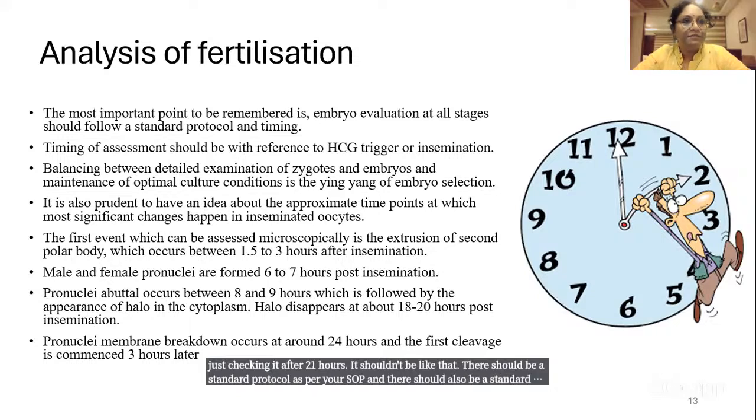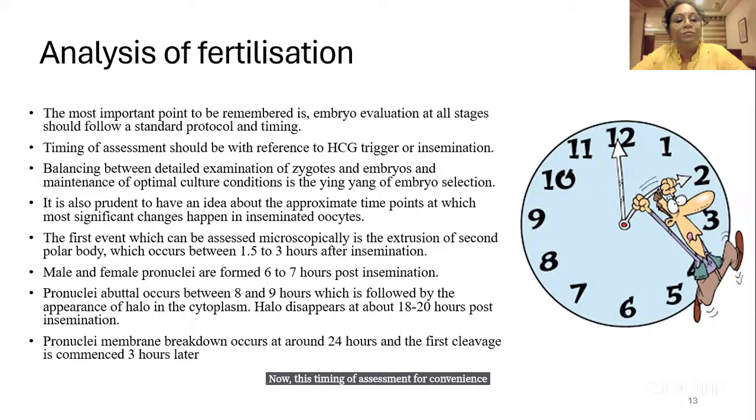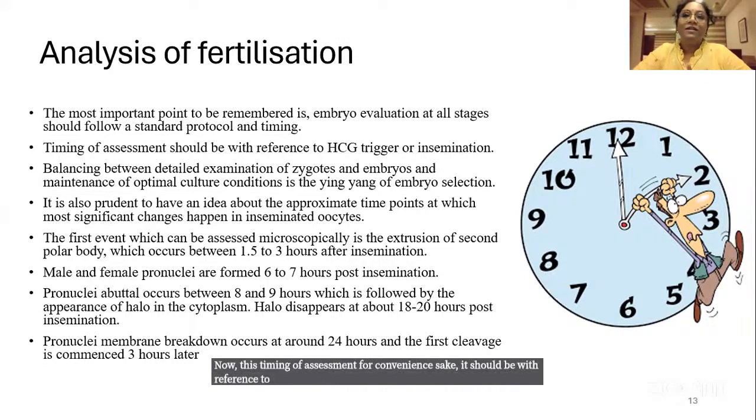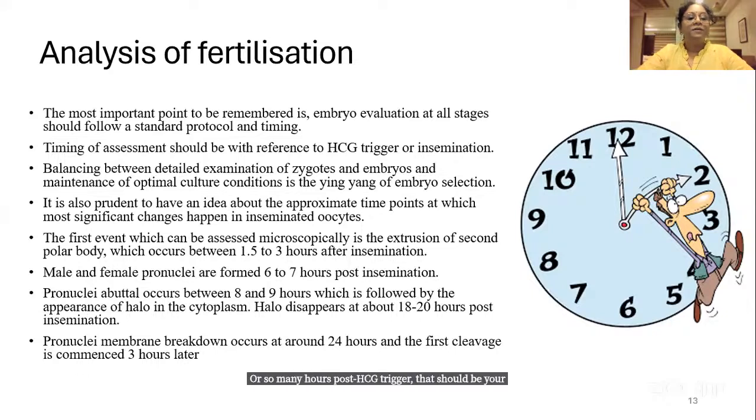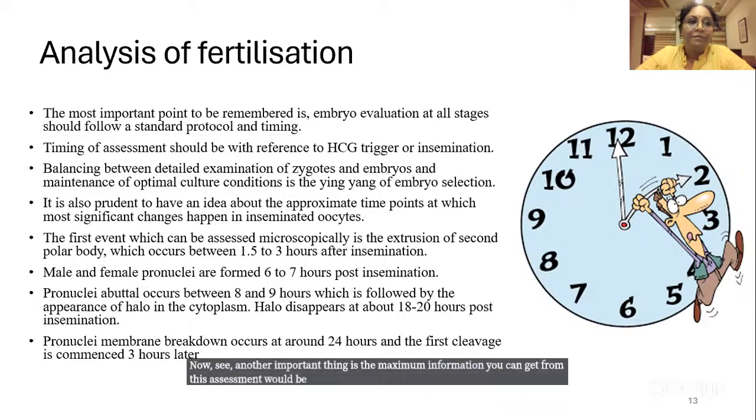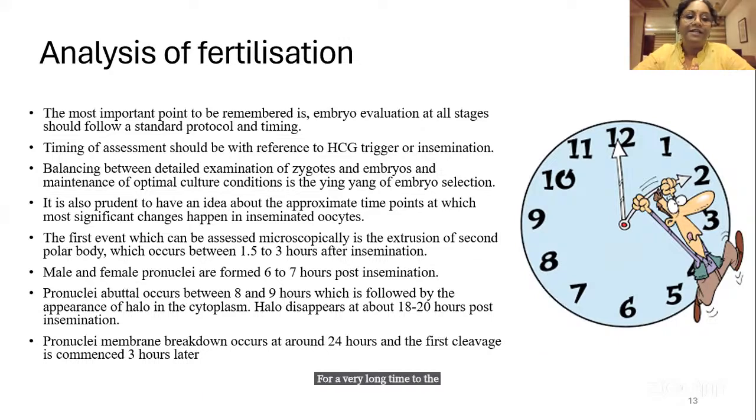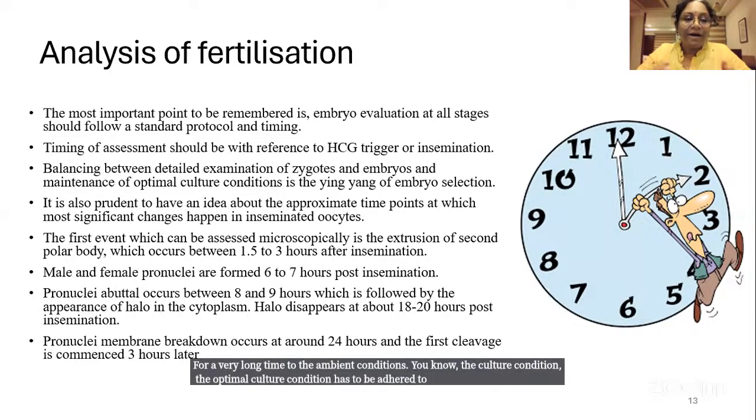Now, the timing of assessment, for convenience sake, should be with reference to the HCG trigger or the insemination. Whatever time you do the insemination, so many hours post-insemination or post-HCG trigger should be your reference point. Another important thing: the maximum information you can get from this assessment is beneficial, but you should not expose the zygotes or even the embryos for a very long time to ambient conditions. The optimal culture condition has to be adhered to. So the balance has to be there.